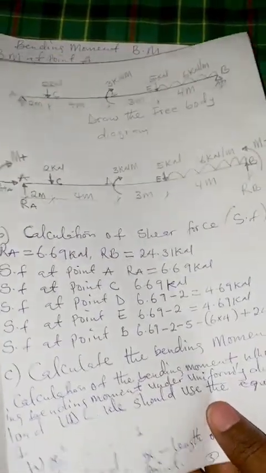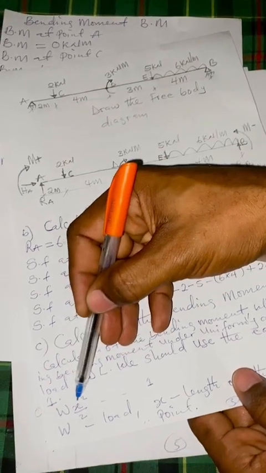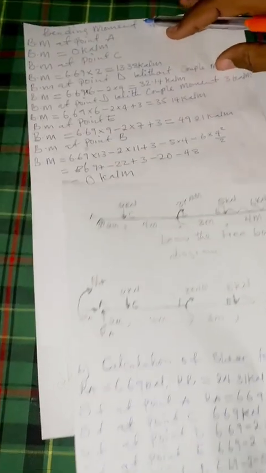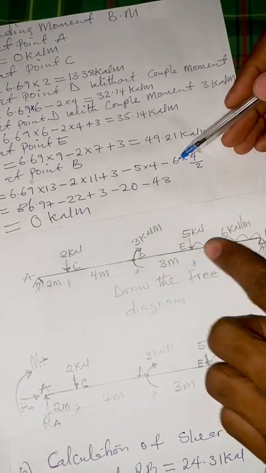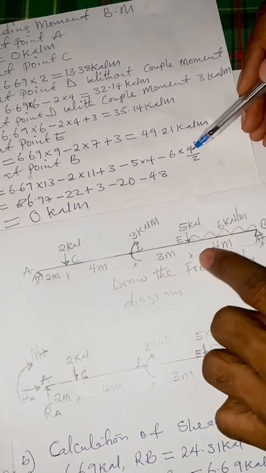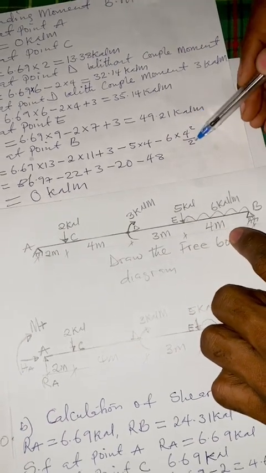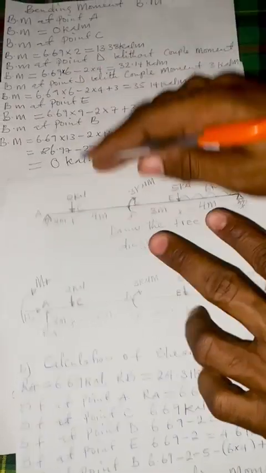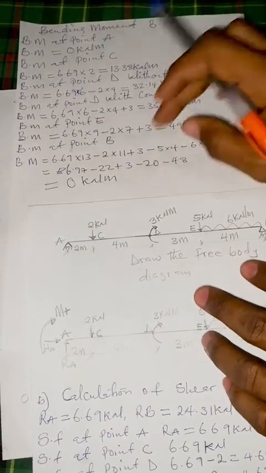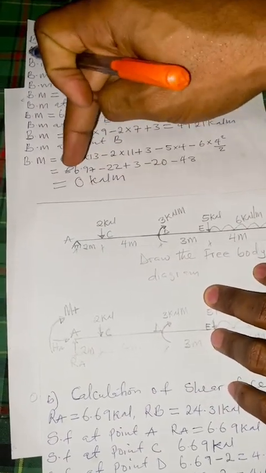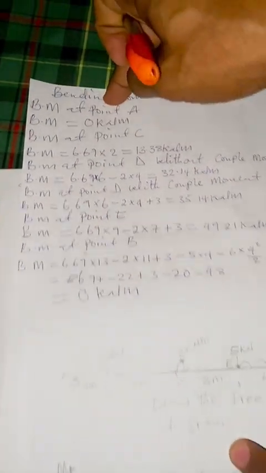The original equation is WX squared over 2, so we'll be using it. Our W is the load, which is 6 times the length. The length is 4 squared over 2. When we do it mathematically, we have our bending moment as 0. This 0 at the end and the 0 at the beginning show that it is correct.